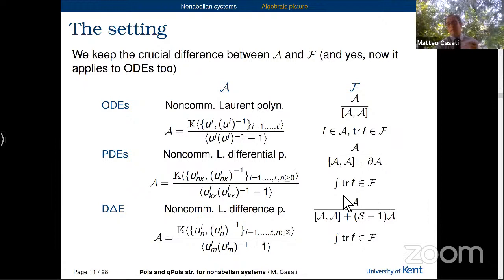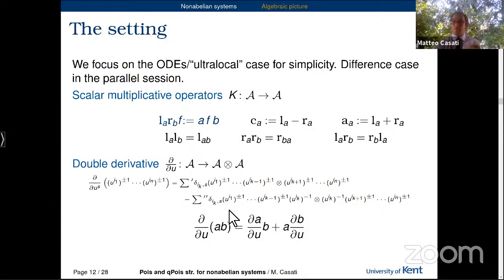More details on that to follow. But the idea is that here you have a trace operation, so you have a kind of cyclic commutativity of your products of monomials. Here you don't have anything. You have just the free algebra, possibly with the inverse relation. And on this space, let me just talk about ODEs for simplicity, so I forget about differences for now. On this space, I have multiplication operators.